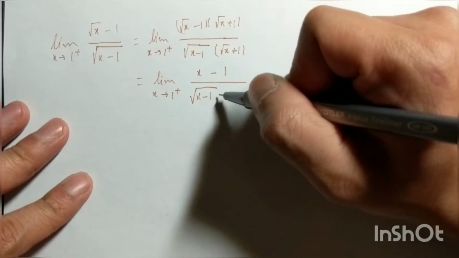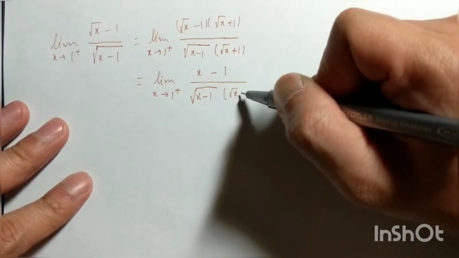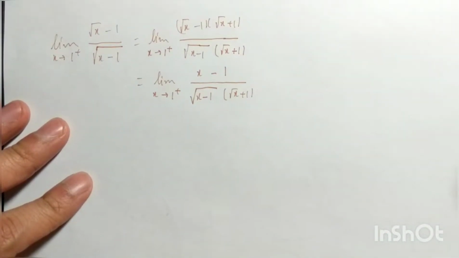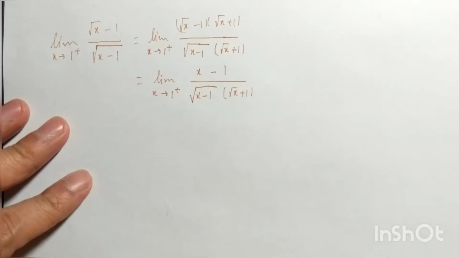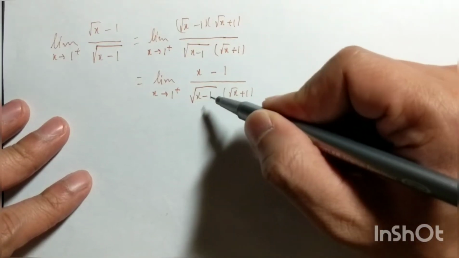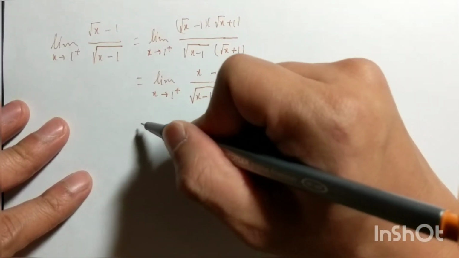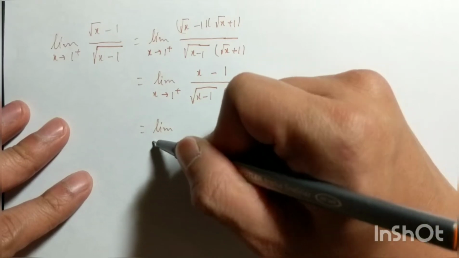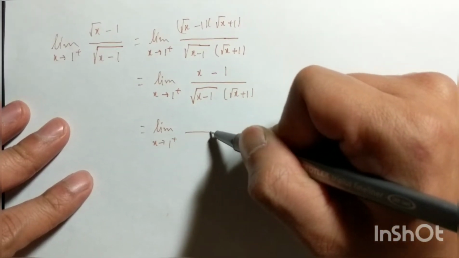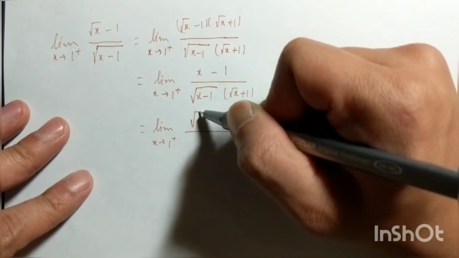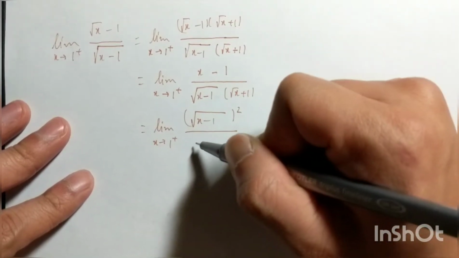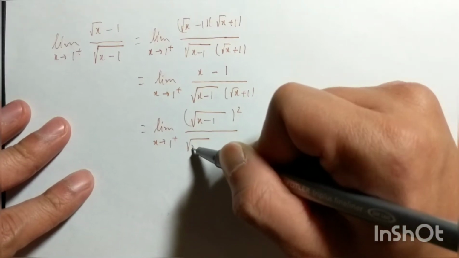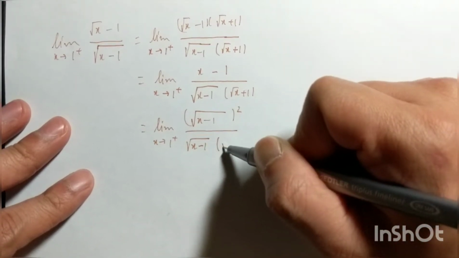Now we still have indeterminate form because when we plug in 1 we still have 0 over 0. But the nice thing here is that you can realize the top is the square of square root of x minus 1. What do I mean by that? Here you see we can write the top as the square of a square root. And here we go.